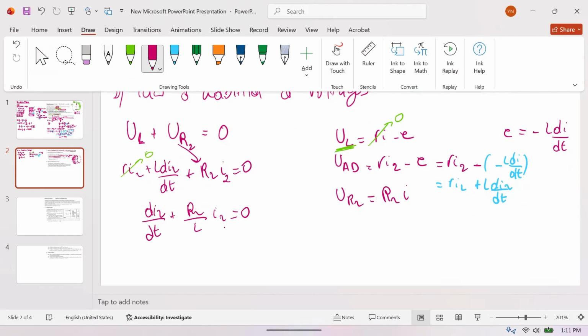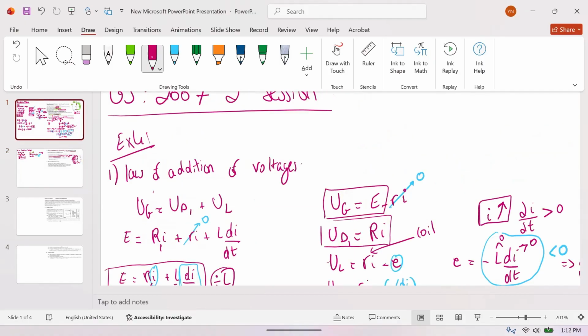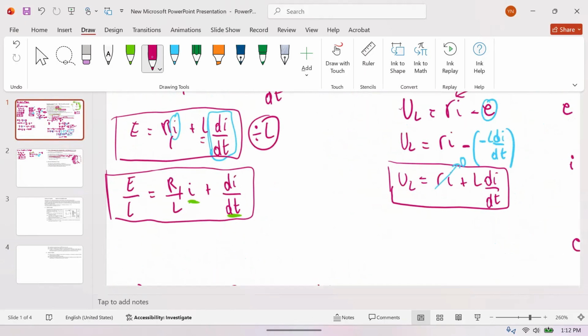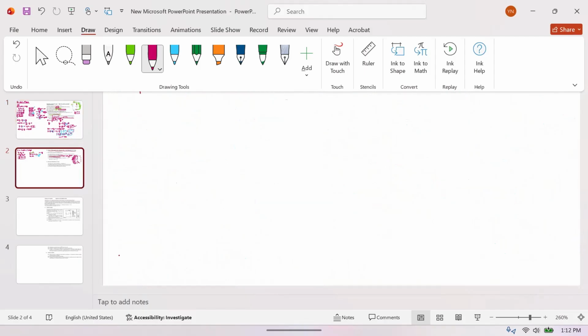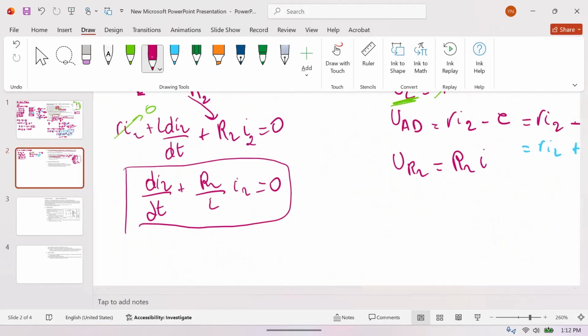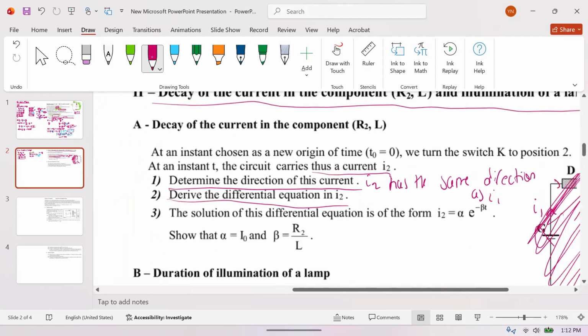Okay, why do we have two currents? Because we have a decay and we have a generator. So we're supposing we have different currents, and that's it. This is the differential equation. It's not equal to E over L as expected because E is coming from the battery. In the previous part, we had the same value, but equal to E over L. E is coming from the battery, so that's expected to have 0 here. Okay, so this is question 1.